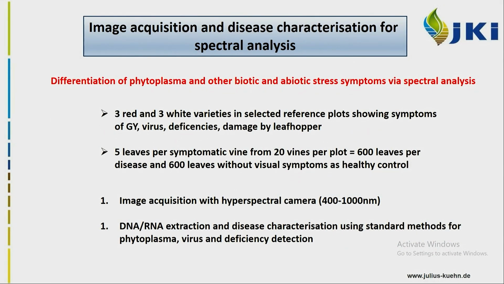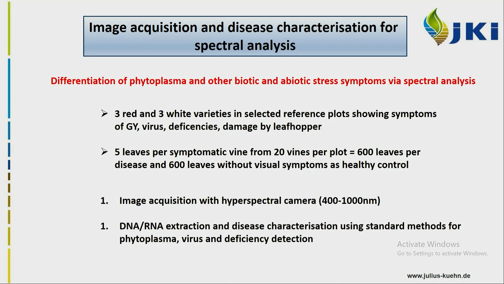For our sampling, we chose those adjacent vineyards, so the risk zones, and we not only differentiated between phytoplasma diseases, but we also included other biotic and abiotic stress symptoms in the spectral analysis. So we took three red and three white varieties in the selected plots, showing symptoms of GY, virus deficiencies, or damage by leafhoppers, as those diseases may also exhibit similar symptoms. So we took a couple of leaves and samples from symptomatic vines, resulting in 600 leaves per disease and 600 leaves without visual symptoms as healthy controls.